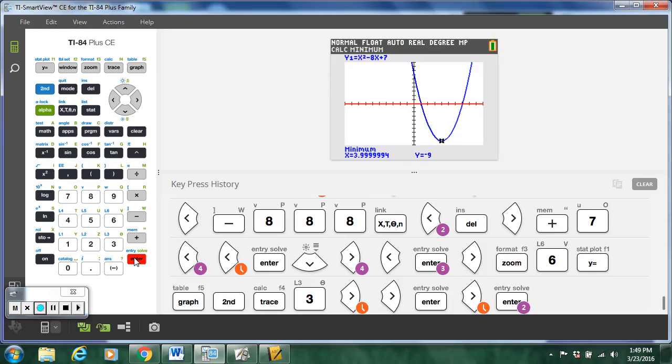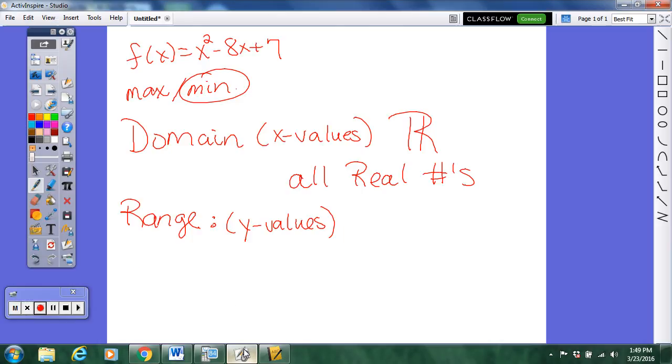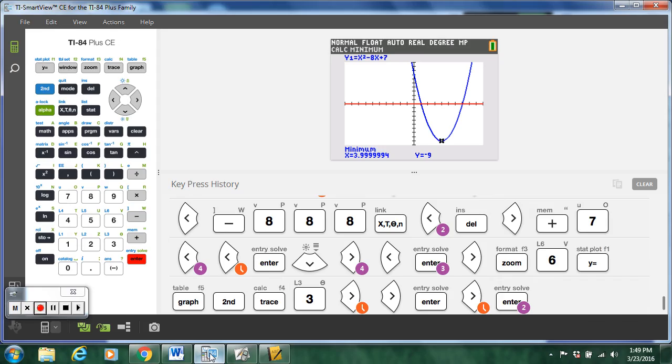Now, what does 3.9999994 round to? 4. That means it's 4, negative 9. So our vertex on our paper is 4, negative 9. Right? Now let me come back to this just a minute. What we wanted to do was find that point on that minimum. We wanted to find that point right there, which we just did, 4, negative 9, right?